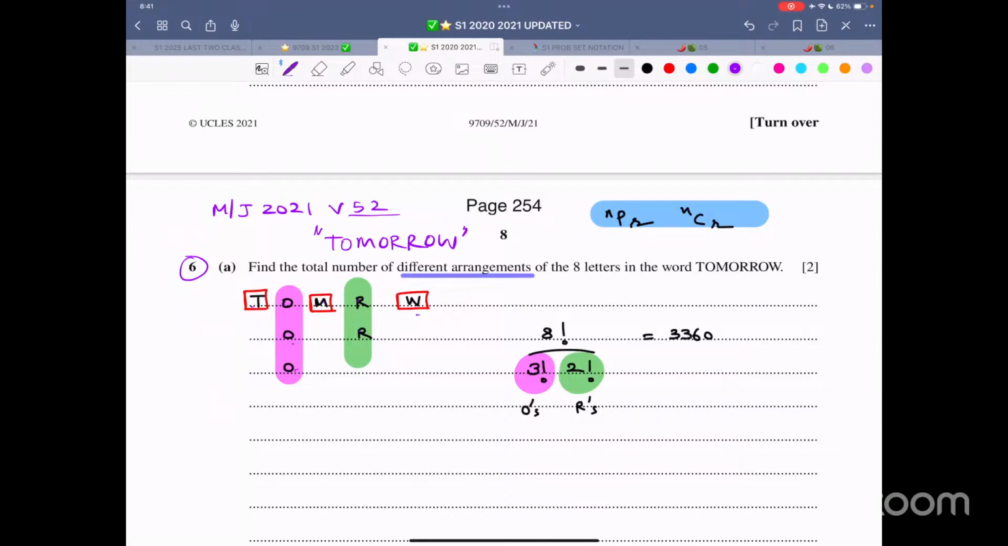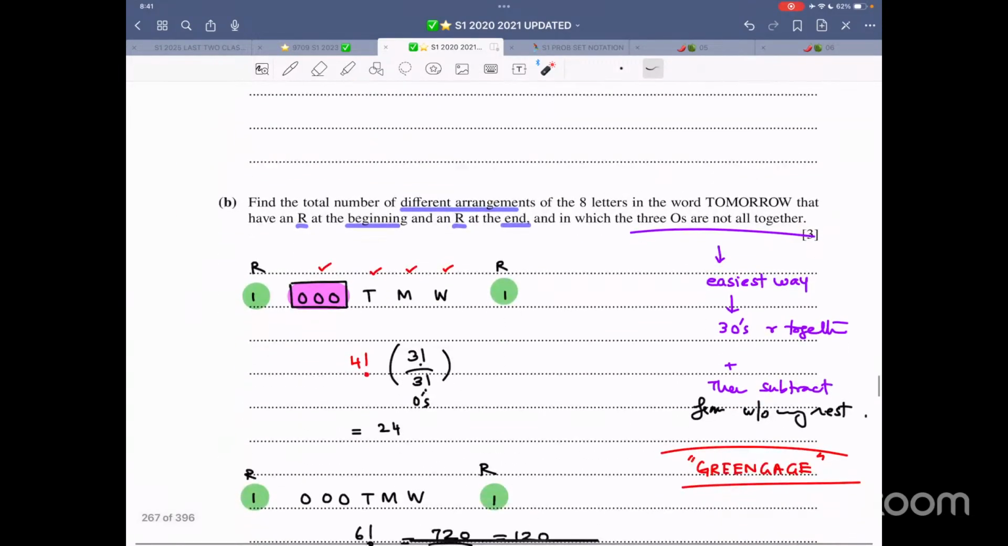Tomorrow and all these things. So these are the different ones that we have. Let me just go back. Okay, so that is for tomorrow. The first thing, that is without any restriction, 8 factorial divided by 3 factorial for the O's, 2 factorial for the R's. That is the basic thing, that is permutation.